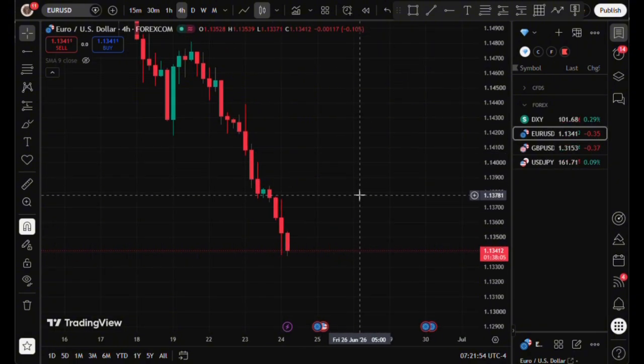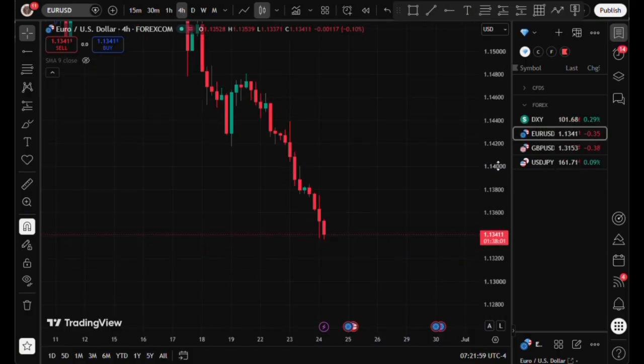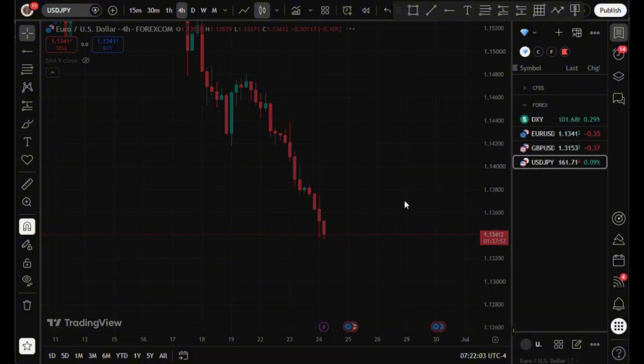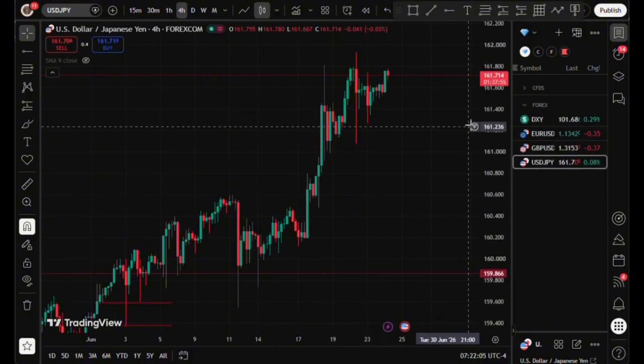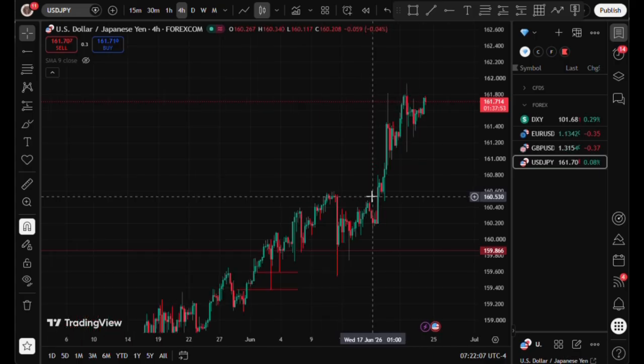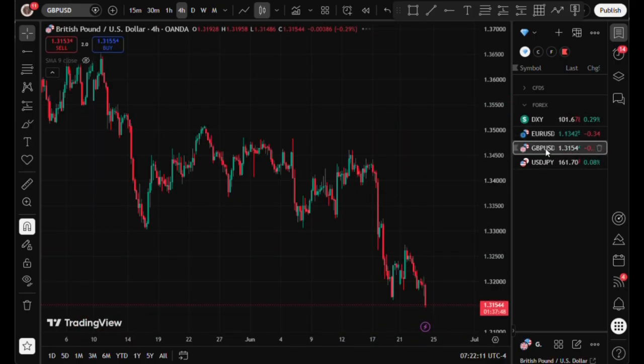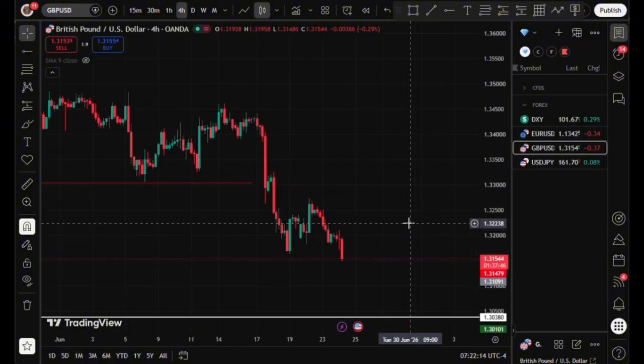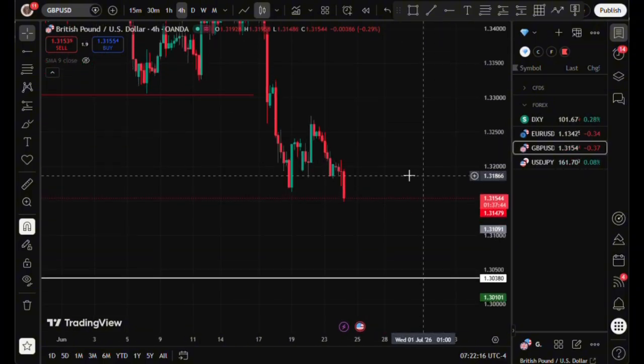All right, so that is the narrative and that is the approach I'll be using in trading these current pairs, which are Euro USD and GBP USD. All right, and on USD JPY we can still be looking for bullish momentum. But I'll stick with Euro USD and GBP USD because they are much cleaner and have better price action.